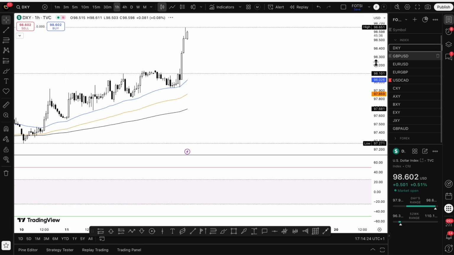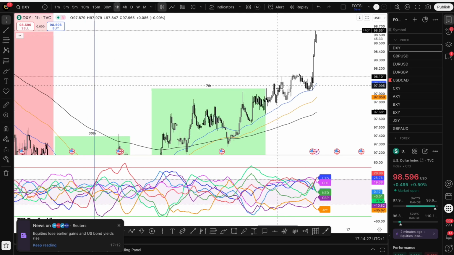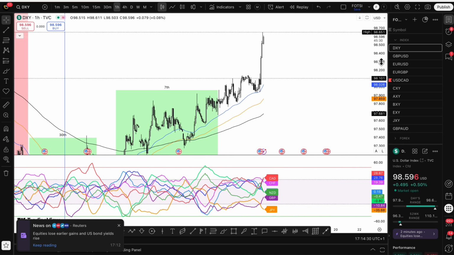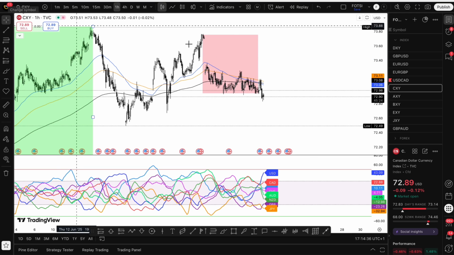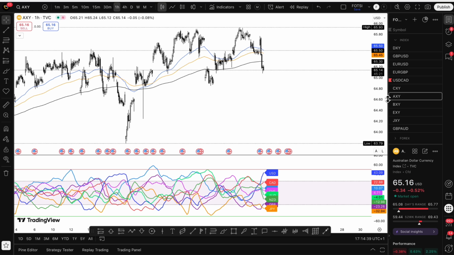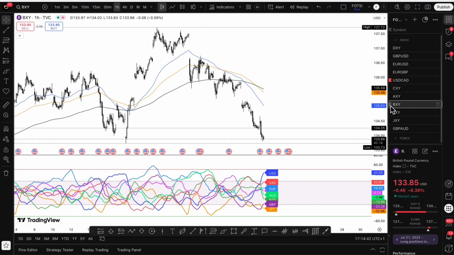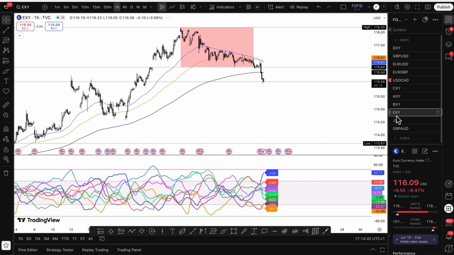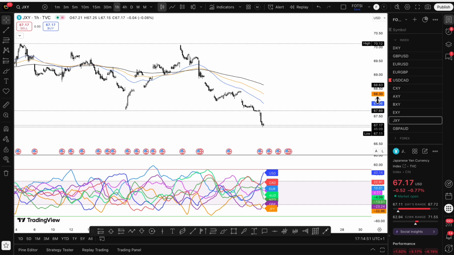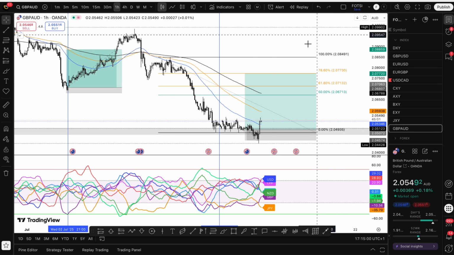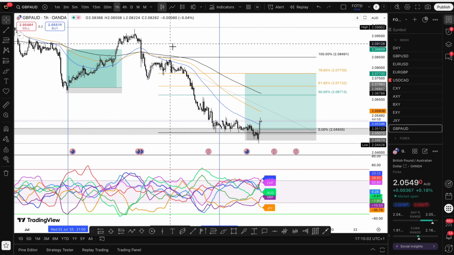So if we come back here to the dollar index, we can see it's in an upward trajectory. You also have an index for the Canadian dollar, CXY, the Australian dollar, AXY, BXY for the British pound, EXY for the euro, JXY for the Japanese yen, and so on and so on. In the next videos, we are going to build out strategies and show you live results and live trades, all based off currency strength index.